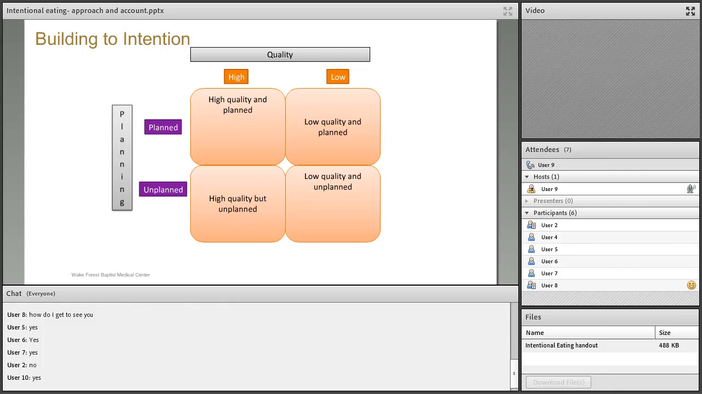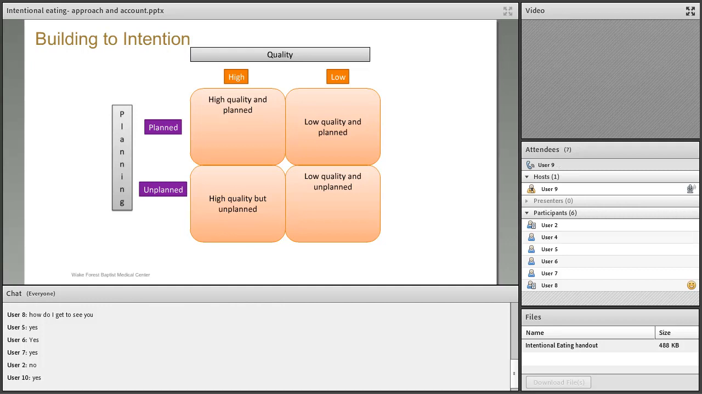So low quality and planned would be, for example, I'm going to have a birthday celebration and I know that we're going out to eat, and I decide that this is going to be a higher calorie meal and I'm going to have one or two of my favorite foods that I don't normally have, but I'm going to plan that all out and I'm going to portion control that. So that's an occasional sort of episode of eating that I'm going to plan in advance.